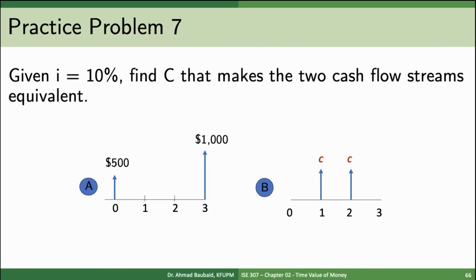And it's asking you the following: find the value of C that makes these two cash flows, even though they look different, equivalent. And so you see here economic equivalence again.